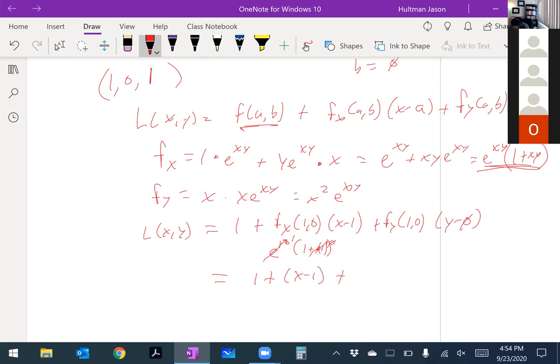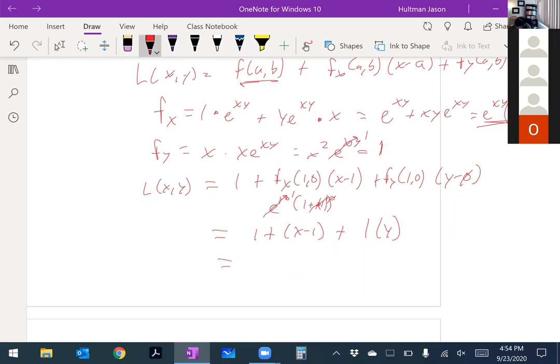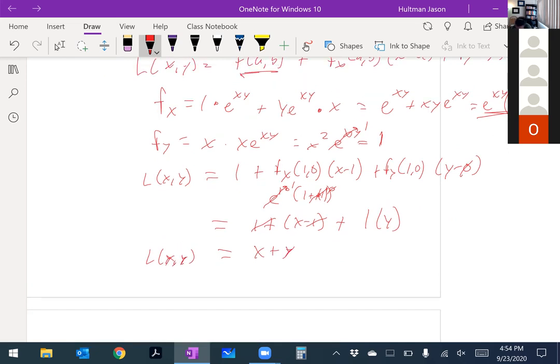And what is this thing going to become? f sub y at 1, 0, this thing goes to 1, and this goes to 0. Is that right? No, that goes to 1, I'm sorry. This goes to 1 as well. So this is plus 1 times y minus 0, which is y. So this is equal to 1 plus x minus 1. The 1s cancel out, and I'm just left with x plus y. So L of x, y is equal to x plus y.